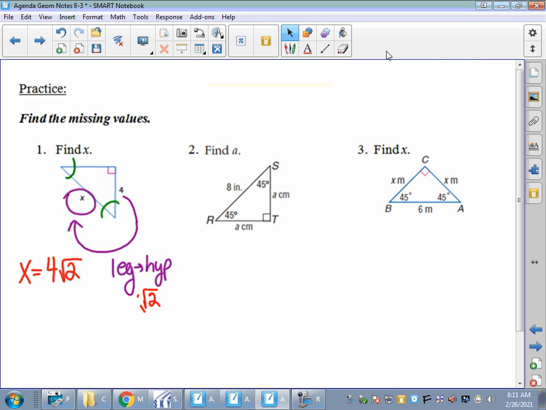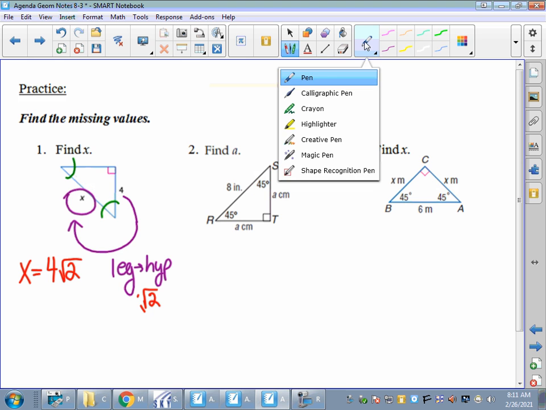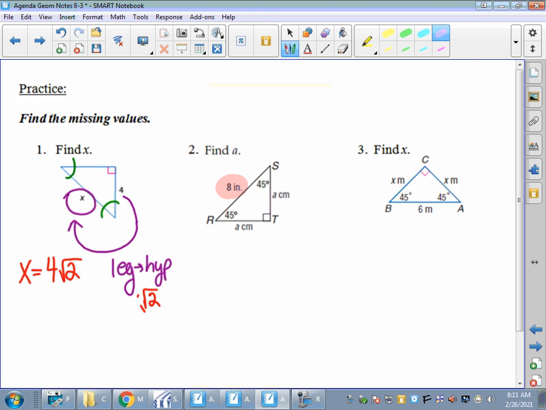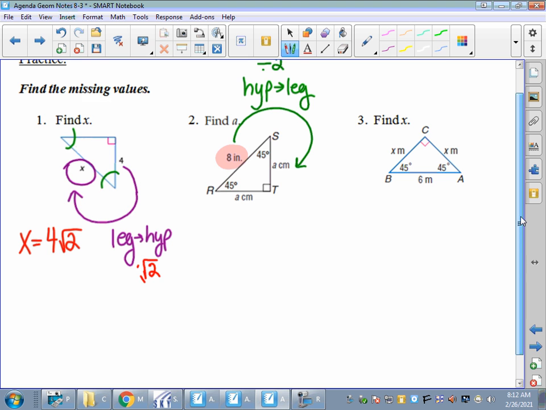So number 2, it says to find a. Well, I've got myself a 45, 45, 90. My piece of information on number 2 is on a hypotenuse, right? So in this one, I'm going from a hypotenuse to either one of those legs. They're both A. So hypotenuse to leg, what do we do for that? We divide by a square root of 2. So we need to talk this one through. So I know that A is going to be equal to 8 divided by a square root of 2.